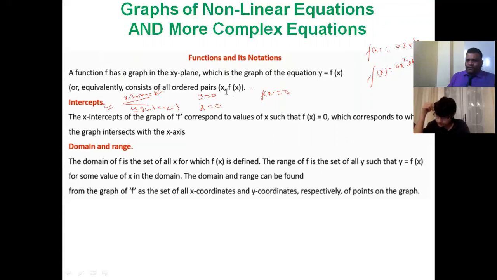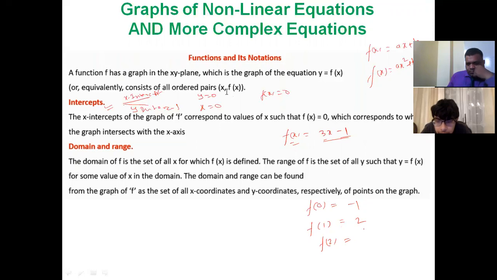In any graph, take an example, let's say f of x is equal to, I'm taking the linear graph, 3x minus 1. Whatever we put in, the x coordinate, that is called domain. Whatever comes out, that is called range. So f of x is equal to 3x minus 1. What is f of 0? F of 0 is minus 1. What is f of 1? It is 2.